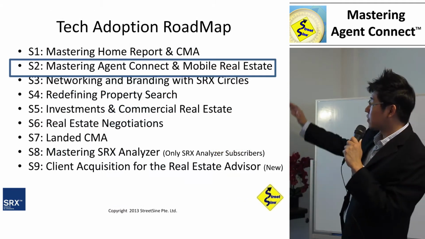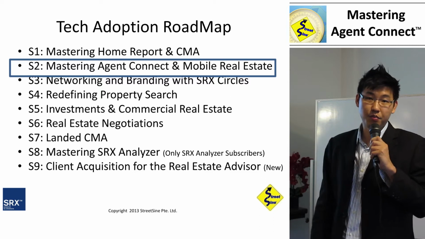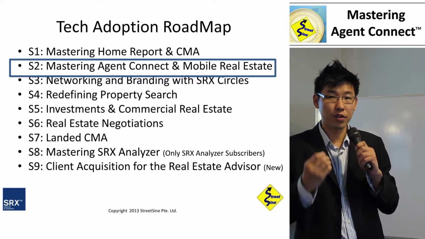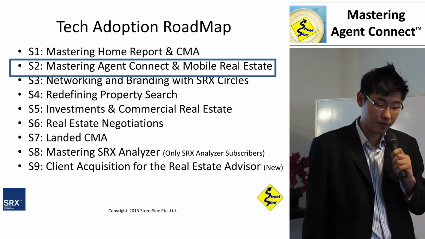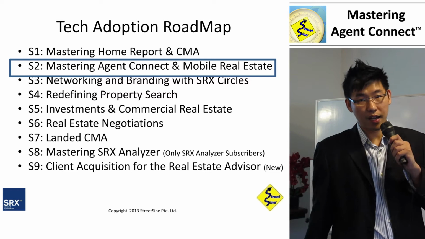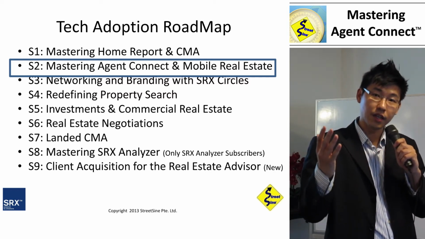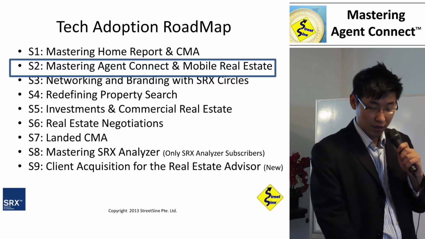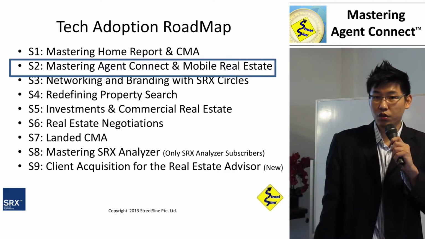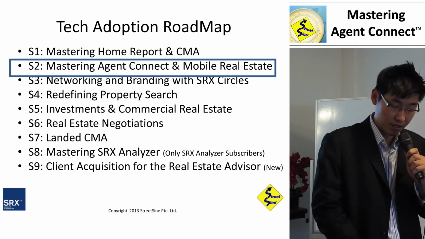As you can see, this is the roadmap that we have, S1 to S9. In S1 we cover the pricing of the home report, which is very important. Why median price, why not average, how to calculate, all this we'll cover. Today we are on S2, and S3 is a very important class for you to go through as well. It allows you to understand the networking between co-broking agents, as well as branding yourself using SRX Circles. In S4, we go on to redefine property search using SRX Locate, a very important portion as well.